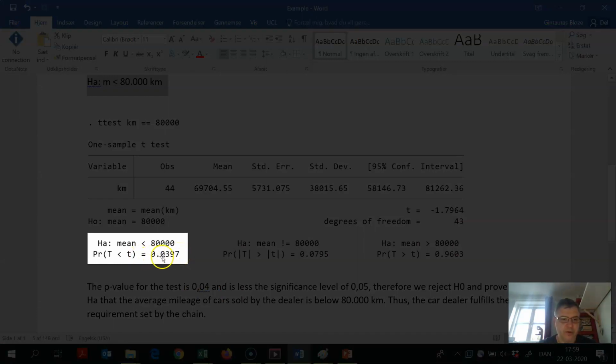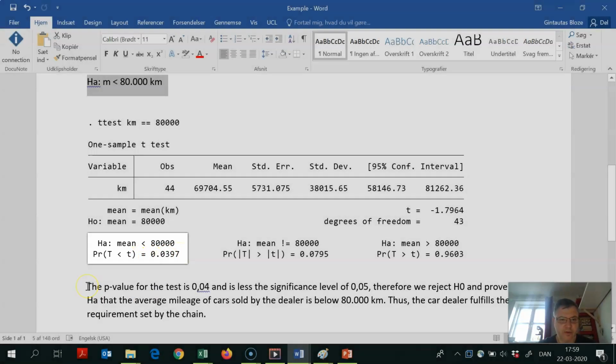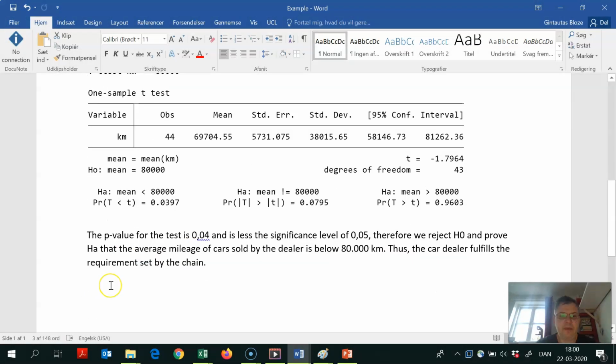or 0.04. So the conclusion would be that the p-value for the test is 0.04 and is less than the significance level of 5%. Therefore, we reject H0 and prove the alternative, that the average mileage of actually all cars sold by the car dealer is below 80,000 kilometers. Thus, the car dealer fulfills the requirements set by the chain. Basically, this is our conclusion.